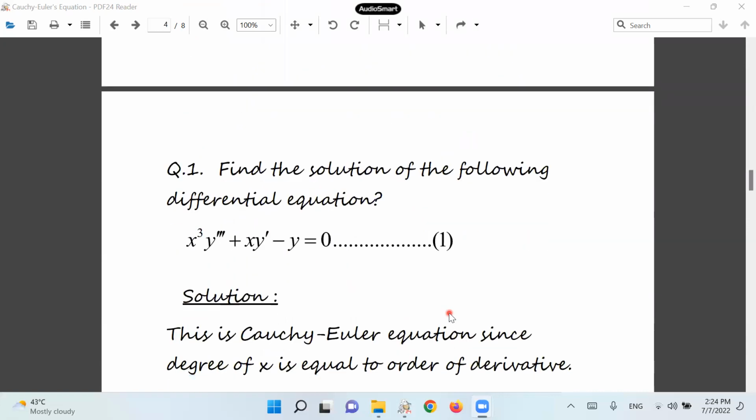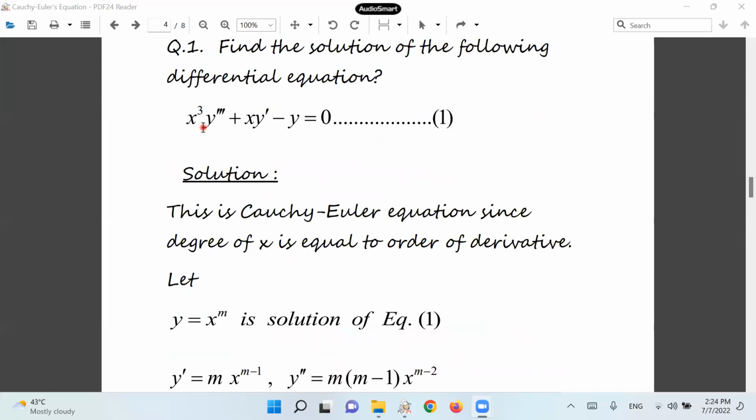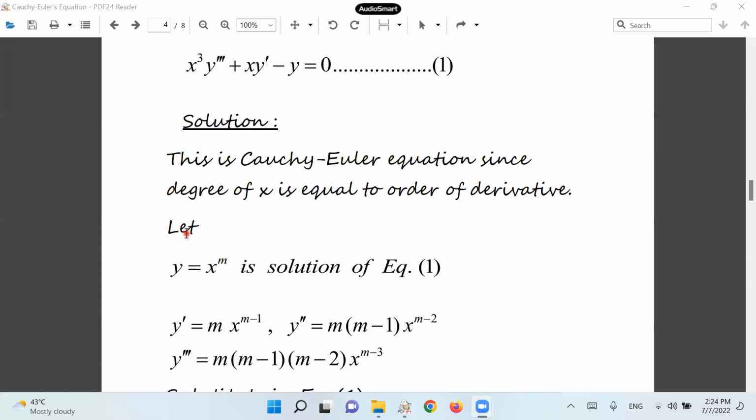Now we are going to see the first question related to this: find the solution of the following differential equation. We can see that the derivative order and the power are the same, so this is a Cauchy Euler differential equation of order 3, and it is homogeneous because the right hand side of the equation is equal to 0. The first thing is that we suppose y equals x power m is the solution of equation number 1, and after that we will find the derivatives.